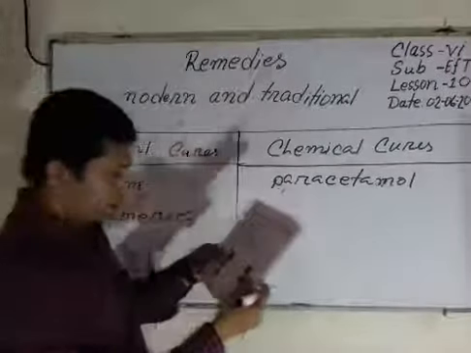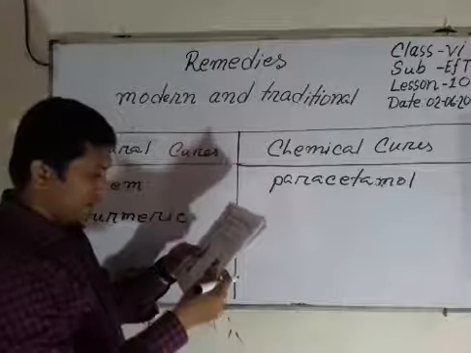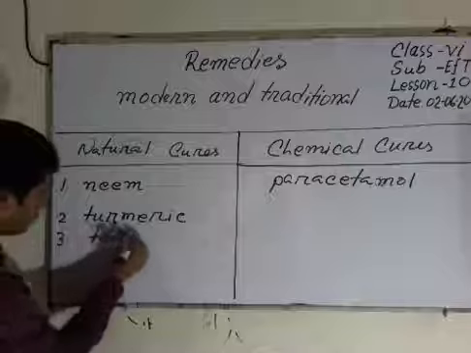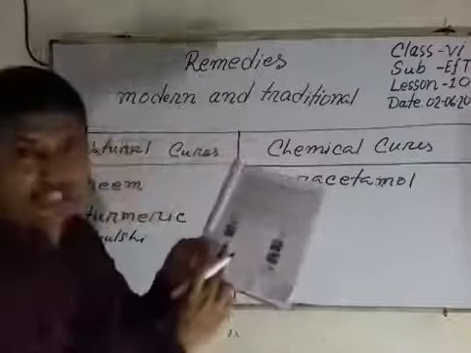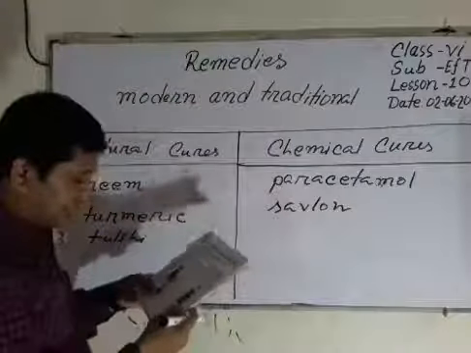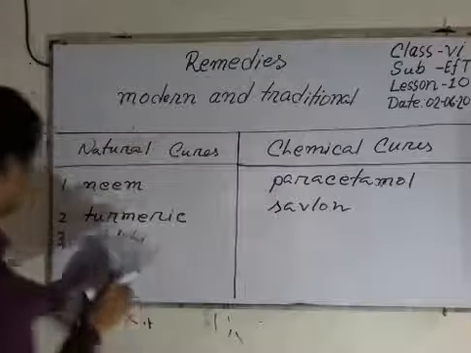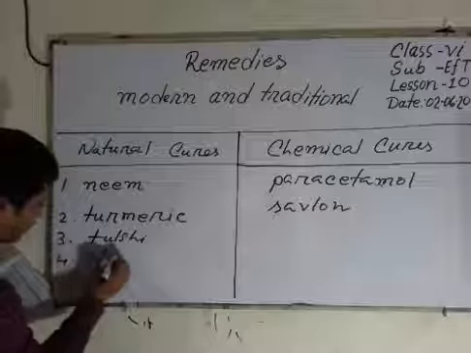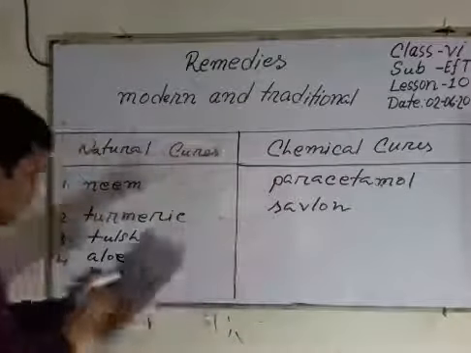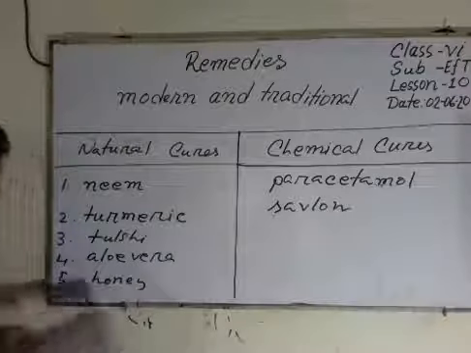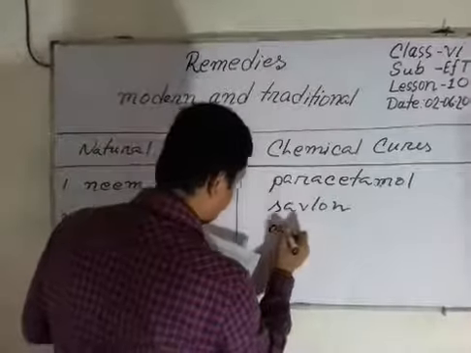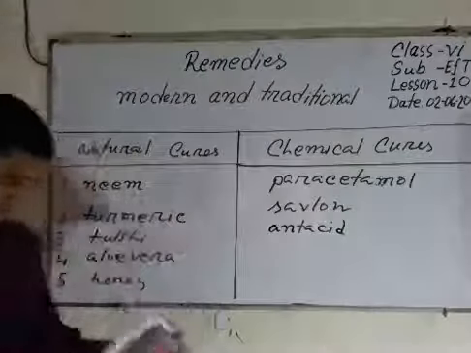Okay, next we see it is a Tulsi leaf. It is Tulsi, holy basil. It is also natural. You can write here Tulsi. Okay, dear students, now next we see another picture of saffron. Saffron. It is chemical, so we can write here saffron. Okay, now next we see again aloe vera. Aloe vera. It is natural. Okay, the next we see a bottle of honey. It is also natural, honey. Okay, next we see antacid. This is a chemical, antacid. Okay, we have learned a lot of things here.